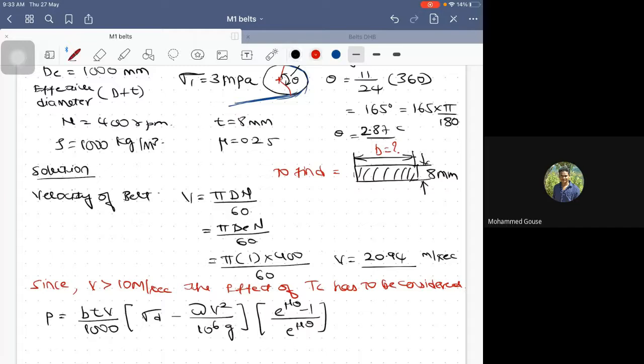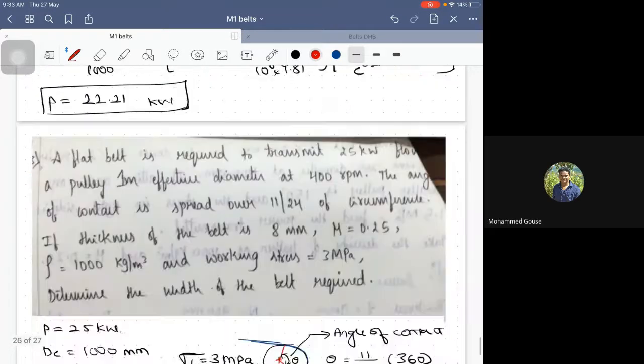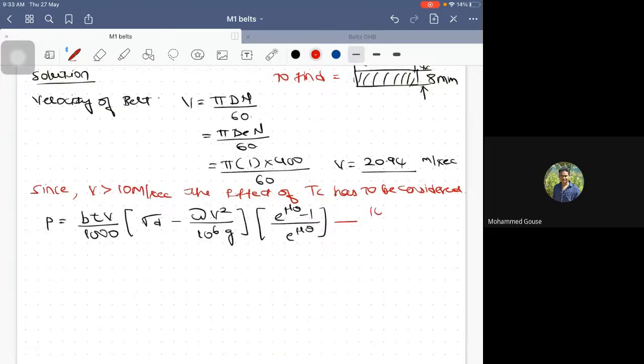What is the equation number? 14.5A, page 291. So 14.5A in page 291. Now again, substitute each and everything carefully. The value of P in kilowatts is 25. B is the parameter which you are supposed to calculate.